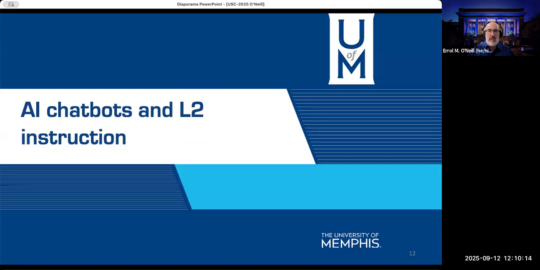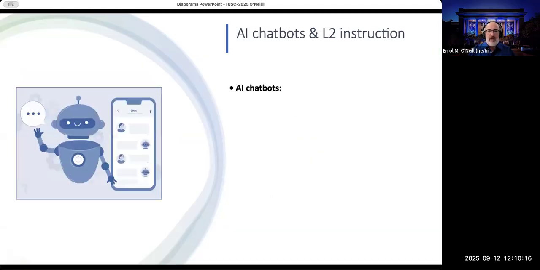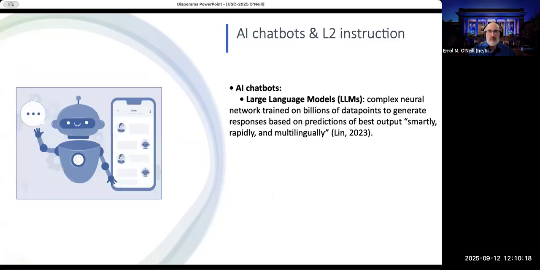Looking now at AI chatbots. They're based on large language models. Well, you've probably heard of LLMs. They're neural networks that are based on billions of data points, and the idea is that it produces output that is predicted to be the most appropriate answer.